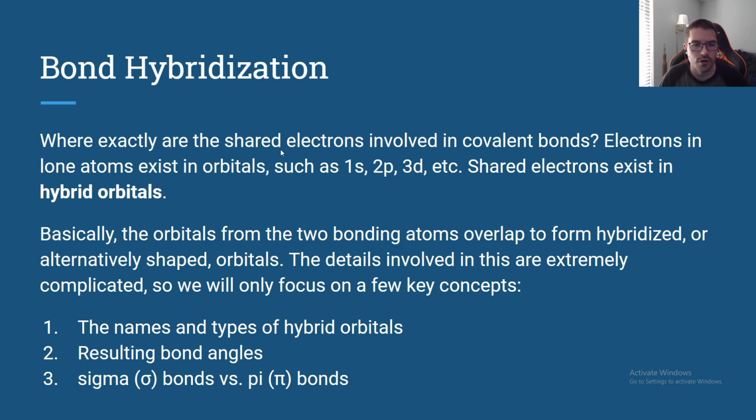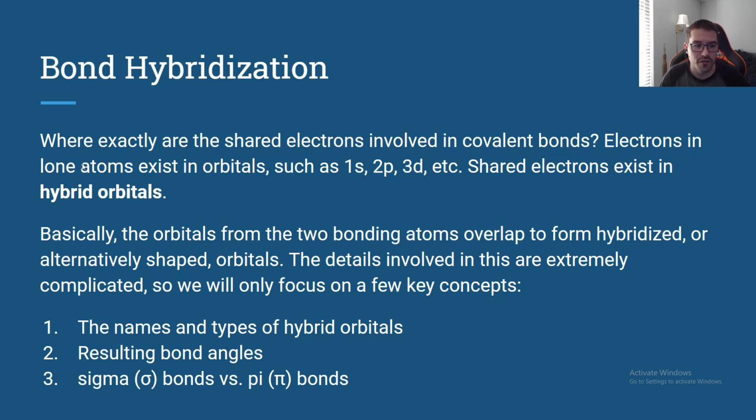Covalent bonds are shared electrons, right? That's what a covalent bond is. It's shared electrons that are in between two nuclei, in between two atoms, right? So where exactly are those shared electrons, okay? And that's what this whole concept of bond hybridization is going to be answering. Where are the shared electrons that are involved in covalent bonds?